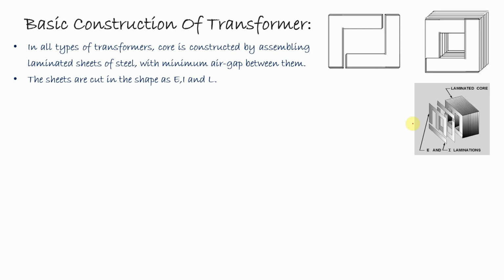There is another type of structure, that is the combination of E and I. Here we can see this is a sheet of shape E, the English letter E, and here it is the I. So this type of sheet is also used. This type of structure of the transformer is basically used for the high rating transformer. Whereas for low rating transformers, single laminated sheets are used, just like this. Here the sheet is continuous. There is no cut within the sheet. So this type of core is basically used for the low rating transformer.